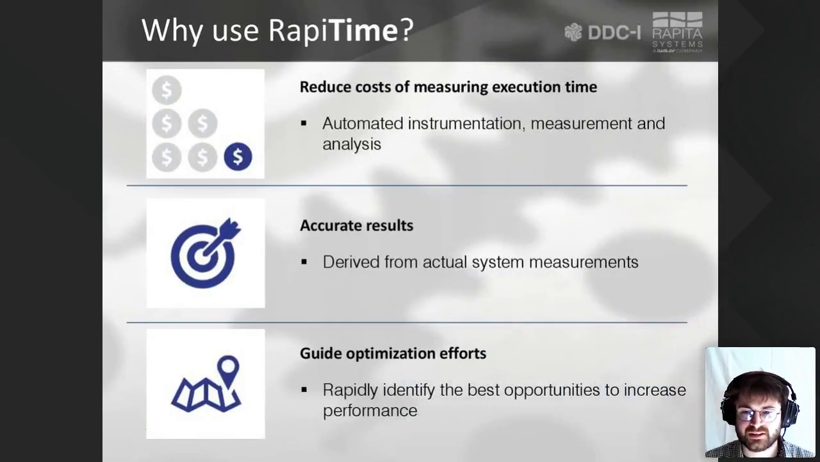So RapiTime allows far more granular instrumentation and observation of time behavior. All the instrumentation is automated. We have a fully qualified instrumenter, so there is no manual review required for the source code once it's been instrumented. All of the results are from on-target measurement. There is no estimation. There is no interpolation or simulation involved. It is all what is really happening on the target.